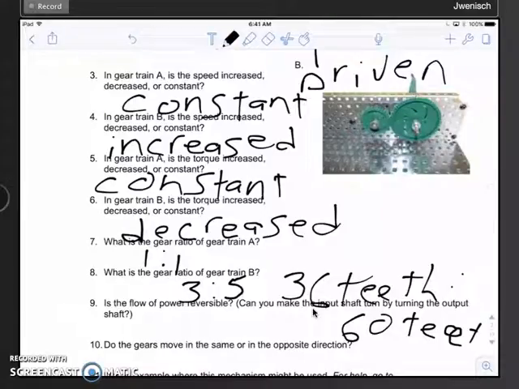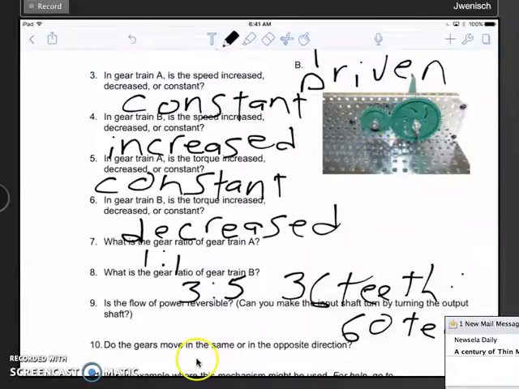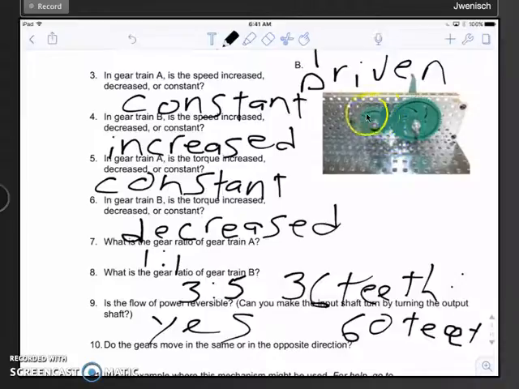Number 9, is the flow of power reversible? Can you make it go the opposite direction? Or can you make the input shaft turn by turning the output shaft? So if I took the handle off and put the handle on this one, can I make this one turn by doing that? And yes, I can. So it's just a yes. The gears, so when I turn this one, what direction does this one turn? It turns the opposite direction.